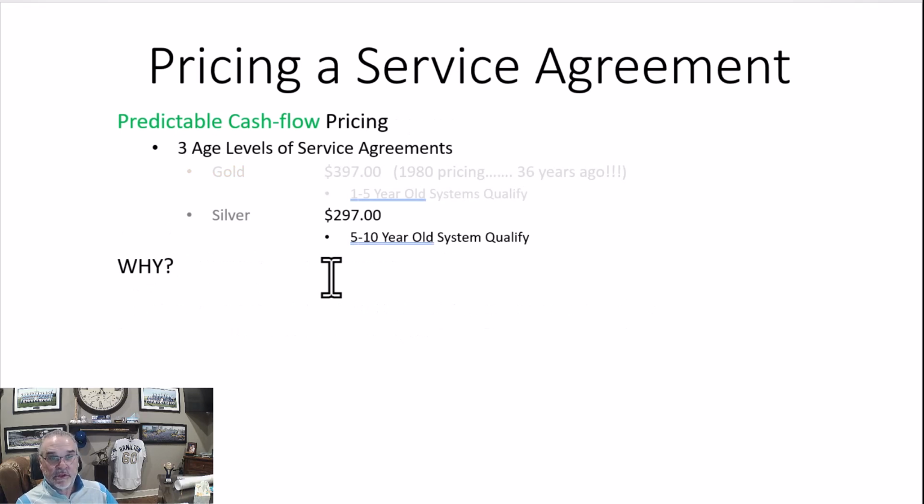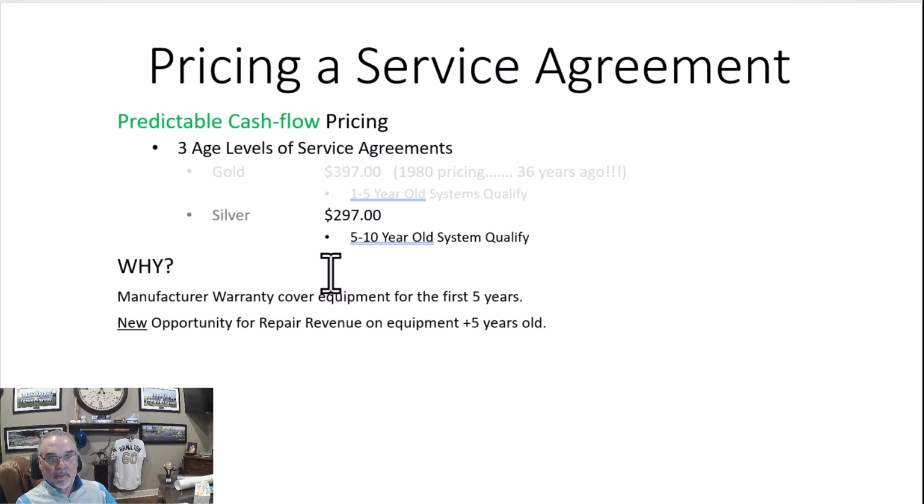The silver level is $297. That's got systems that have components that are failing, so you're going to get some of that money. So he dropped his price $100 on that. The manufacturer covered the first 5 years. New opportunity for revenue on the equipment at plus 5 years old. So the cleaning portion was still part of that for $297, because they lowered that cleaning price.